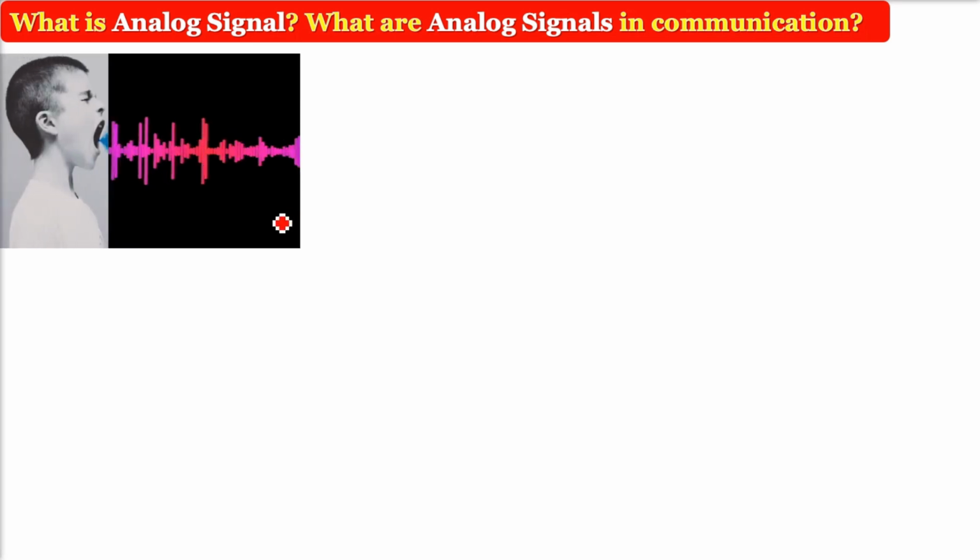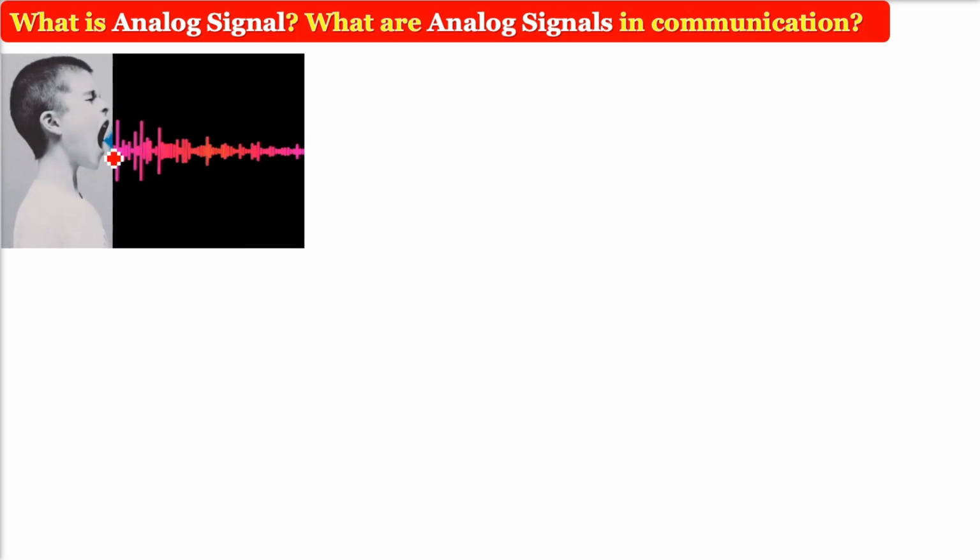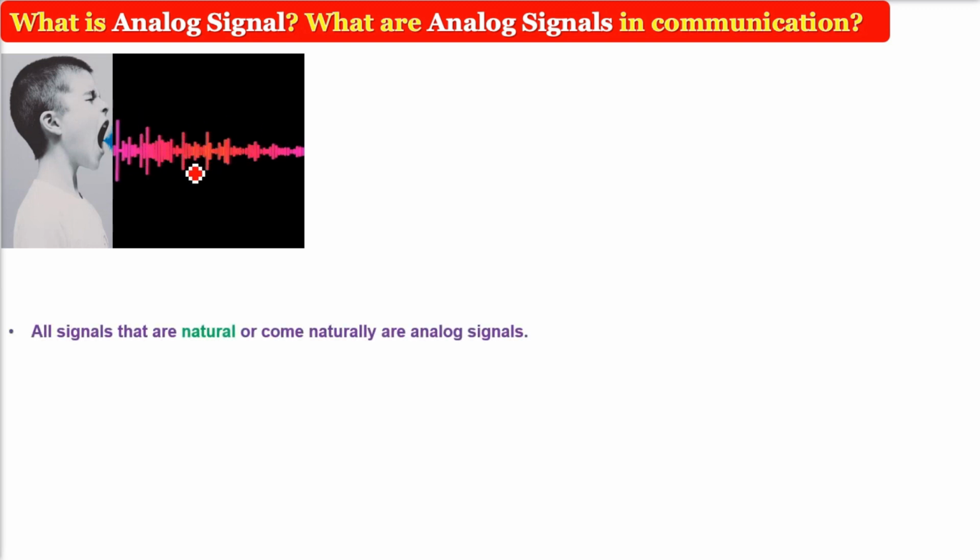What is an analog signal? What are analog signals in communication? Now the first thing is, everything in this world is analog. Okay? A kid is speaking or singing. Whatever he is speaking or singing is an analog signal. Now you'll see what the definition means.